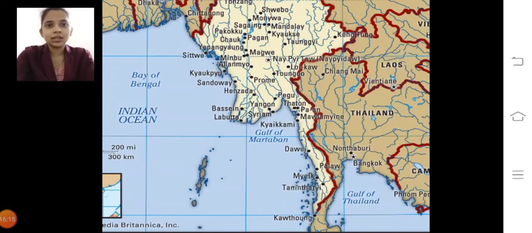Now students, the last country we will discuss is Myanmar, which was also known as Brahmadesh. So in Brahmadesh, many dynasties were in power. When the Portuguese entered Myanmar, at that time one of the kings was defeated by the Portuguese and they established their colonies. In 1611, so many dynasties were ruling in Myanmar. They all came together and defeated the Portuguese and established their own rule.